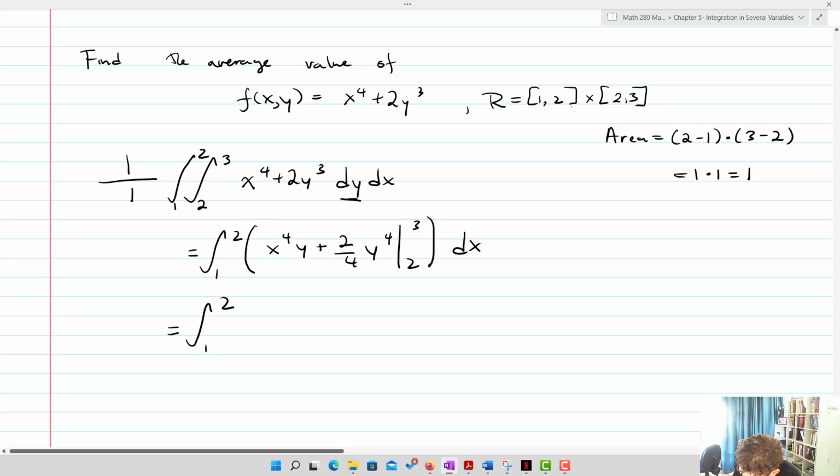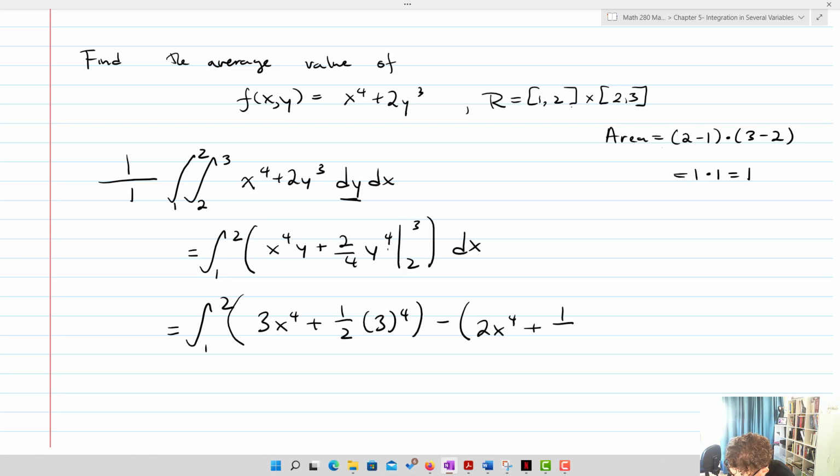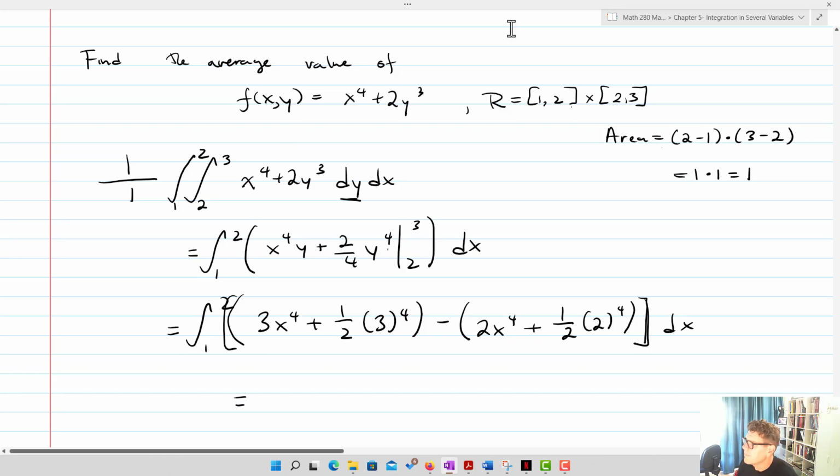This will then equal the integral from 1 to 2. We'll plug in our 3 and our 2. We're going to get 3x to the fourth plus 1/2 times 3 to the fourth, minus 2x to the fourth plus 1/2 times 2 to the fourth, and then dx. We'll go in and evaluate that. What that leaves me with is x to the fourth minus 65 over 2, and we're going to take the integral of that from 1 to 2 dx.